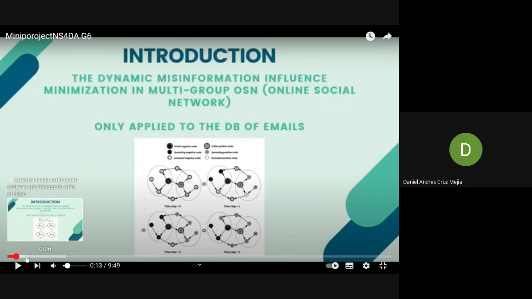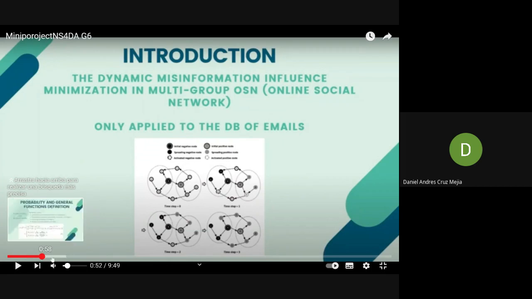Here's a little graph which presents the dissemination process for a small network. That's from the paper.